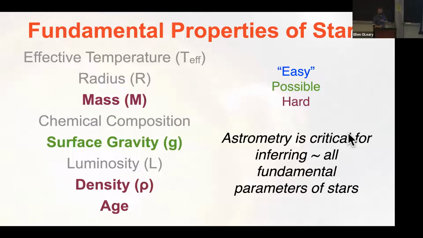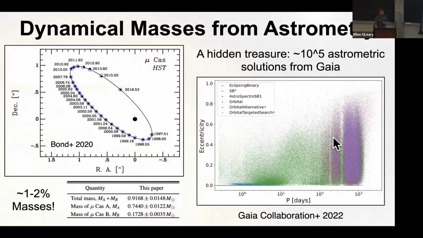Okay, so moving on now to fundamental properties of stars that are hard. I've talked about the easy ones so far. What about the ones that are harder? Mass, gravity, density, and age. Masses are, of course, fundamentally related to astrometry, and astrometry allows us to fundamentally measure masses of stars.